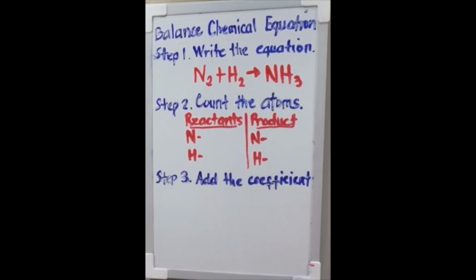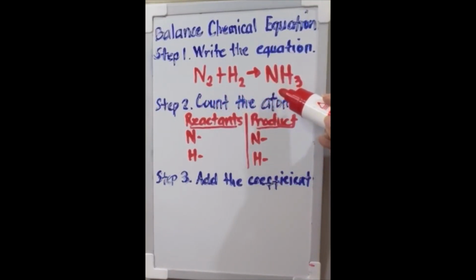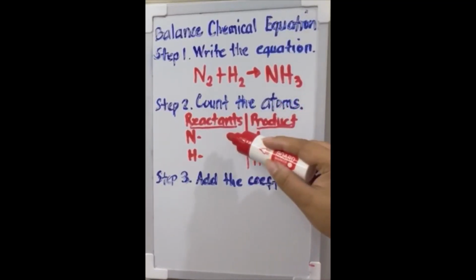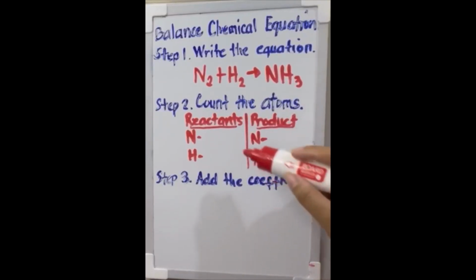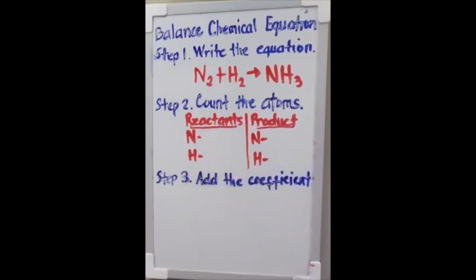Let's learn about the steps in balancing a chemical equation. Basically, we have 3 steps. Step 1 is to write the equation, step 2 is to count the atoms, and step 3 is to add the coefficients. For step 1, we write the unbalanced equation. Here as an example, we have nitrogen plus hydrogen yields ammonia. For step 2, we count the number of atoms per element on both the reactants and the product side, so we list the elements: nitrogen and hydrogen.